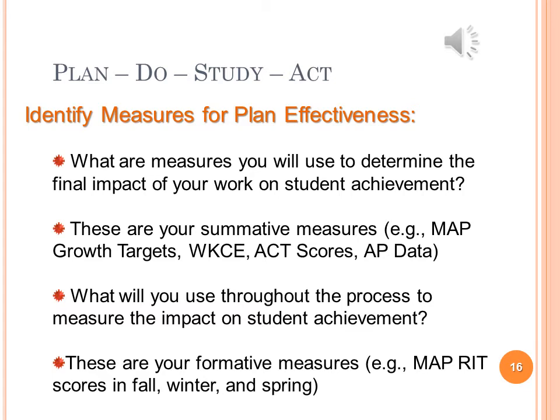It could be a summative measure such as MAP growth targets, the WKCT, ACT scores, final exams, AP data. If you're doing something that is not academic and more climate or culture, it could be final annual surveys, changes in attitude or satisfaction. What will you use throughout the process to measure the impact on student achievement? What are those formative measures? This could be your MAP scores, your RTI scores, and your RIT scores in fall, winter, and spring.